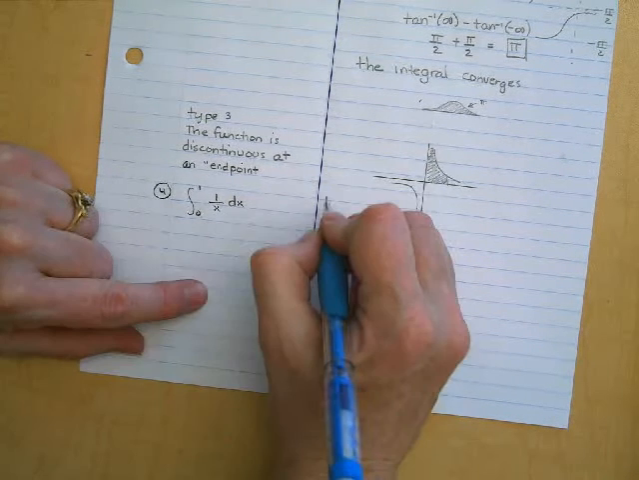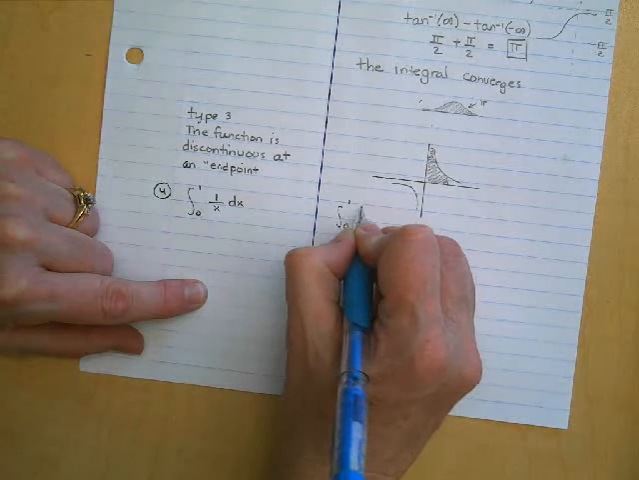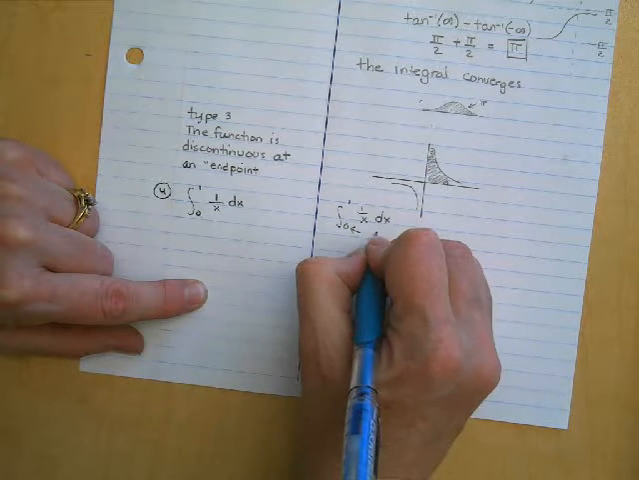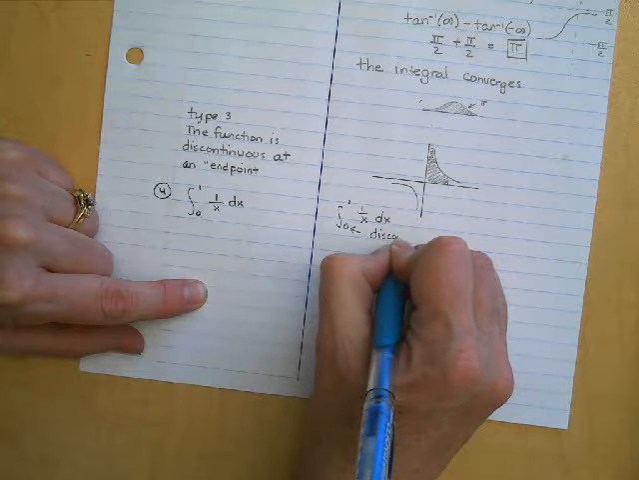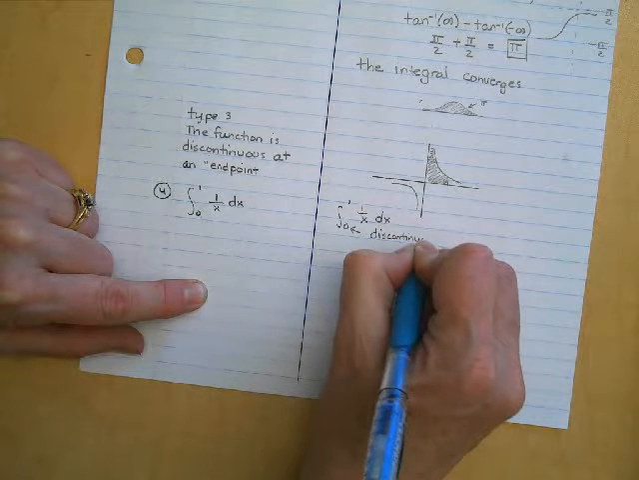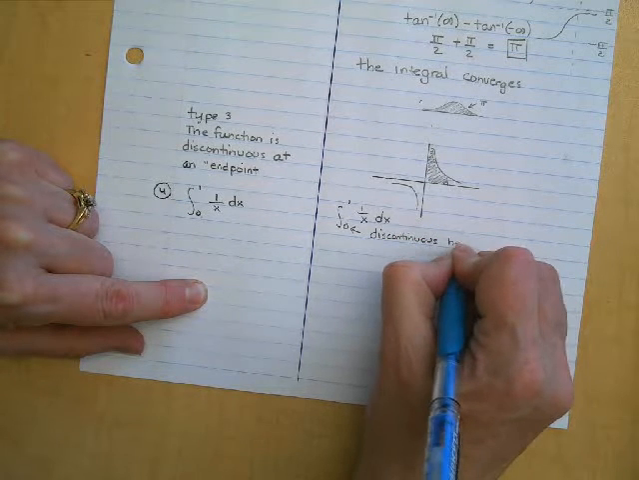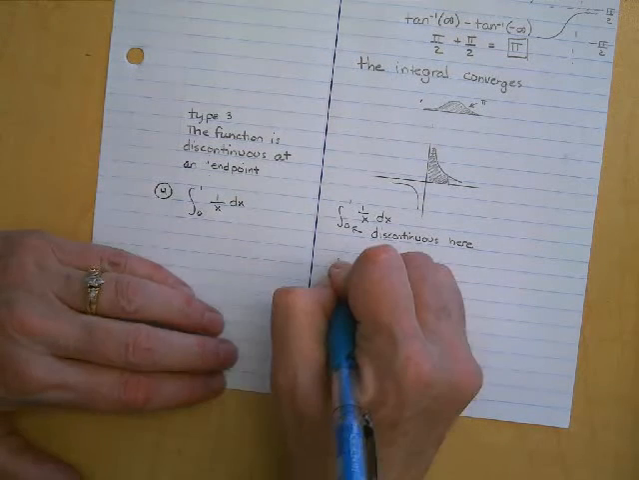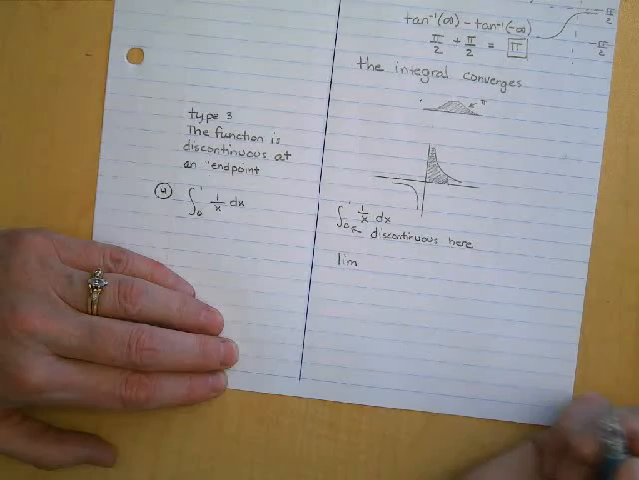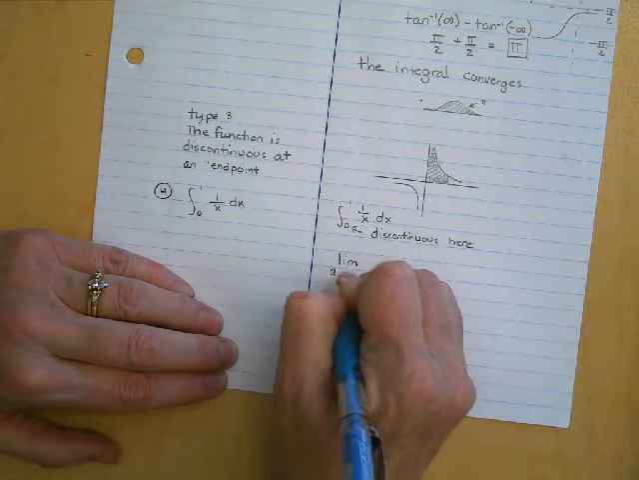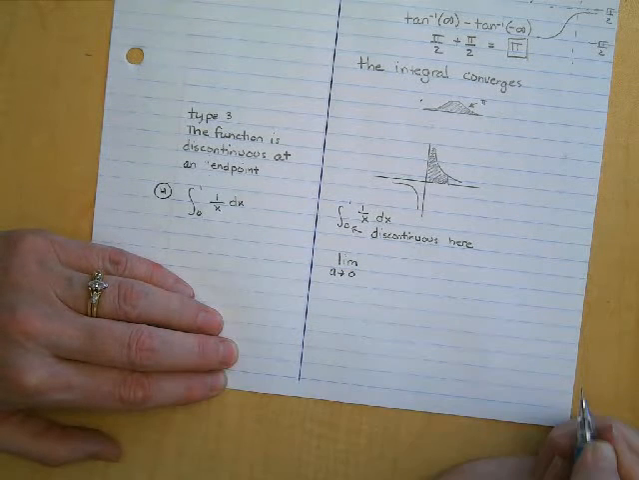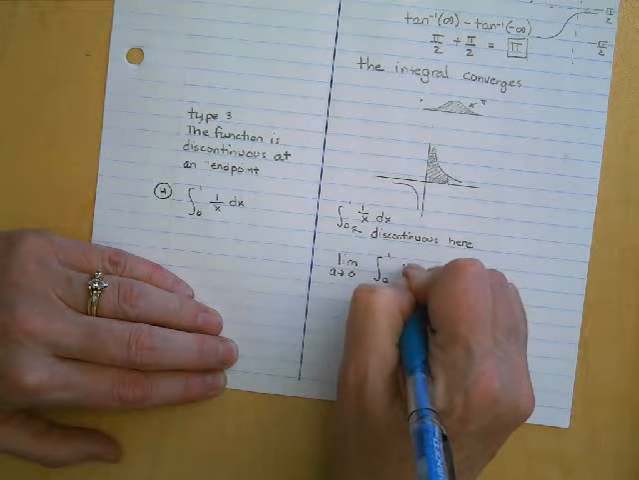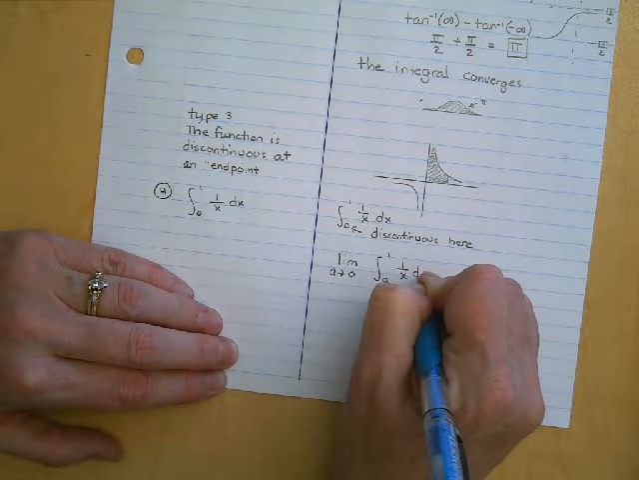So what I do, when I look at this, let's write this down, is that it's discontinuous here, because we know it's undefined. So I'm just going to do an A thing again. I'm going to do the limit. I could use B if I wanted, but I'm going to say as A goes to 0, and then I'll do A to 1, 1 over x dx.